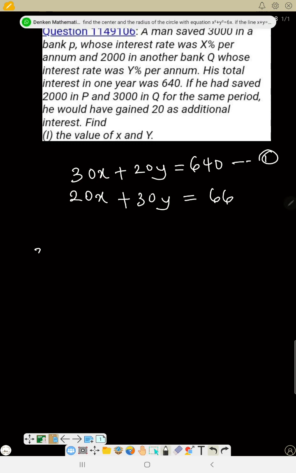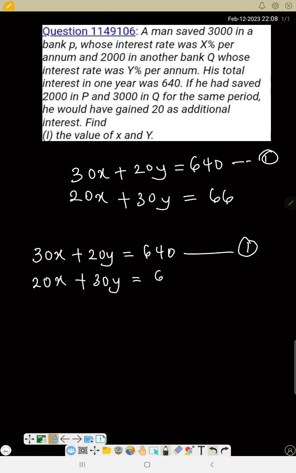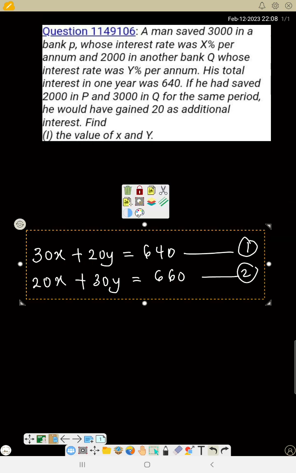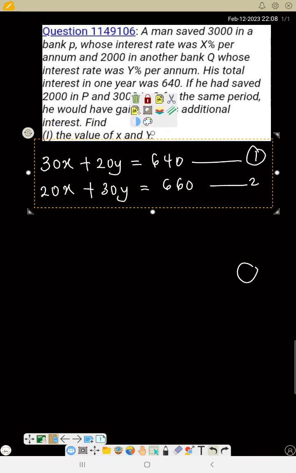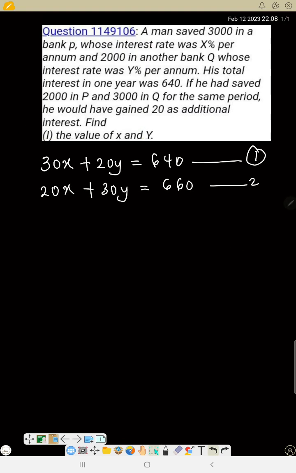So we have 30x plus 20y is equal to 640. This is equation 1. And 20x plus 30y equals 660. That will be equation 2. Note that we can reduce both equations because the numbers are large. You can actually reduce both equations, but I can still solve straight like that without reducing it. So this is simultaneous. Solve for x and y.